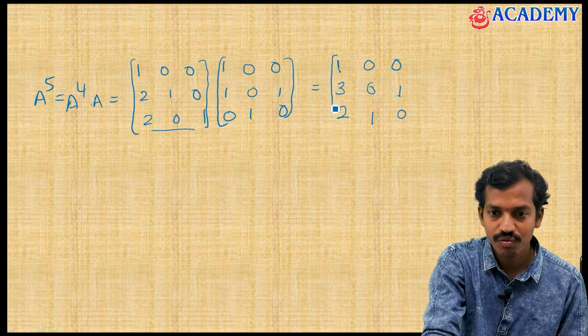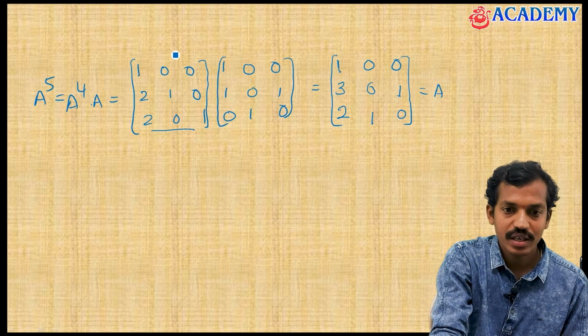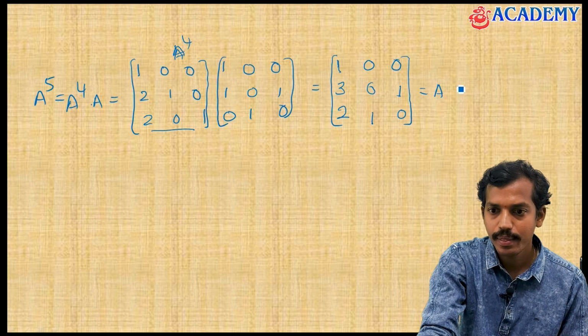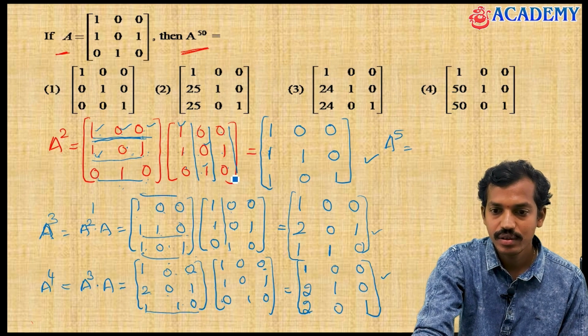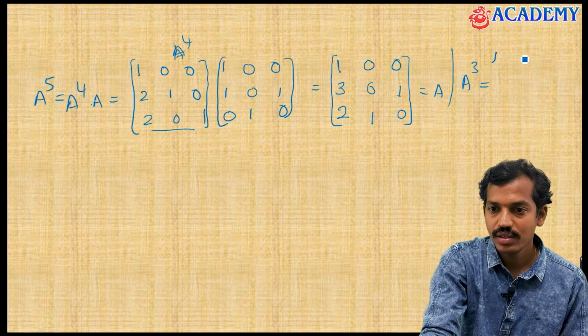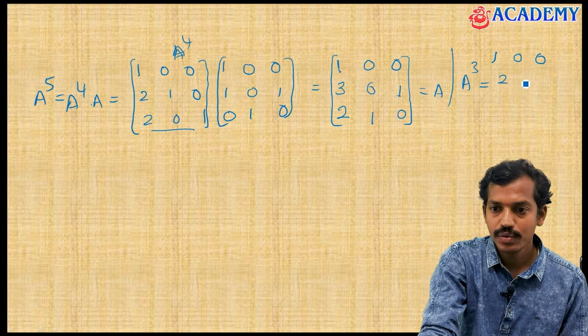This is A to the power of 4, A to the power of 5. See, this is A to the power of 4. This is A to the power of 5. I will write here A cube also. Let's see. We will observe here. A to the power of 3 is what? 1, 0, 0. Next 2, 0, 1. Next 1, 1, 0. This is A to the power of 3.